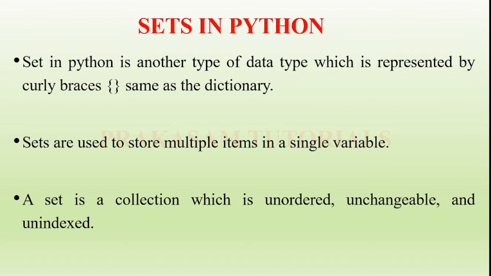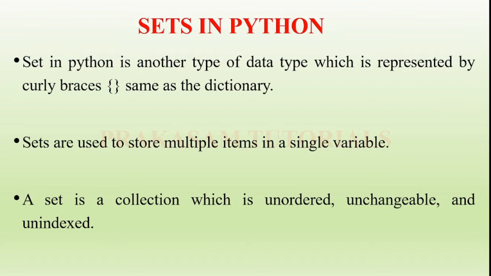Now here we are going to discuss the set. A set is also created by curly brackets. Inside the curly brackets, there is no key-value pair. Only values are the elements, and those elements are separated by commas. Sets are used to store multiple items in a single variable.